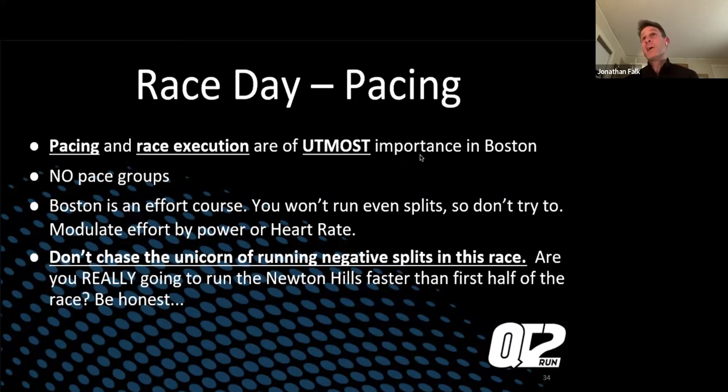But just think about it this way. Are you really going to be running the Newton Hills faster than you were the first 5 miles of the course, when there's a net downhill? No, you're not. You're just not. So if you try to, when you get to the top of Heartbreak Hill, you're going to be toast. And then those last 4 miles are going to be harder than you want to experience. So focus on effort. Next slide.